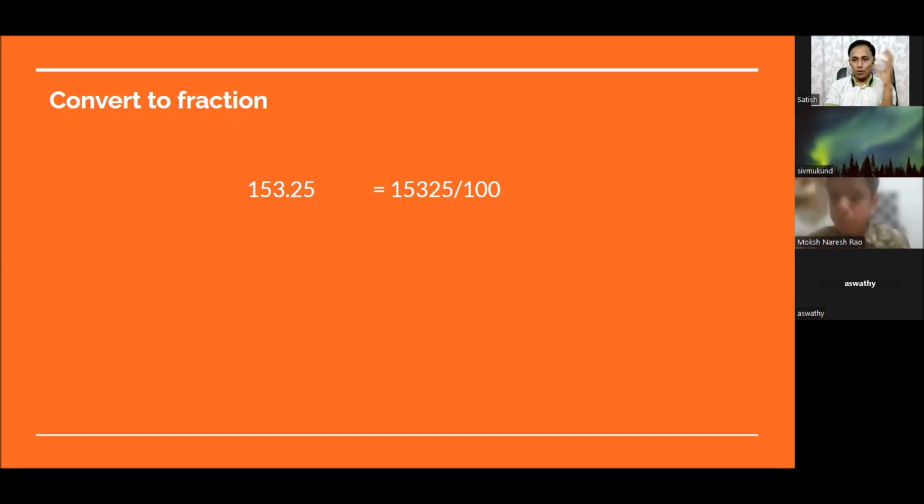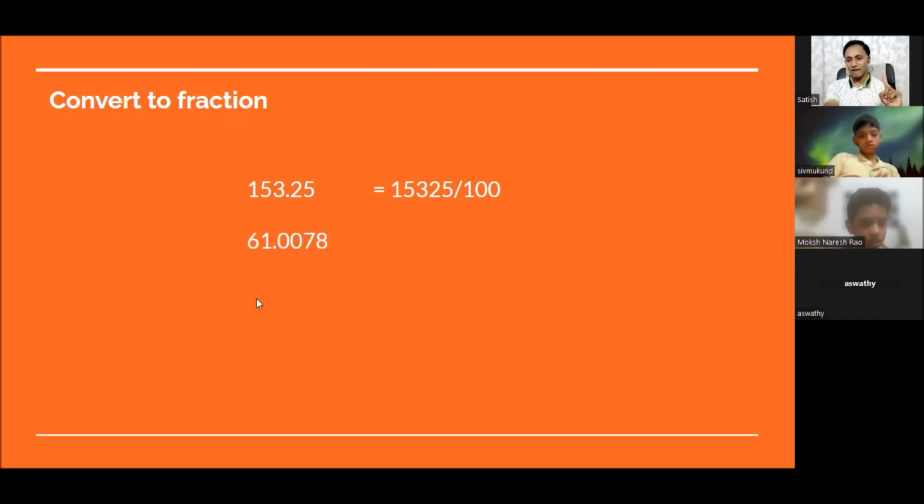See, 0.1 is 1 by 10, right? So 0.1 into 10 is 1. 1 by 10 into 10 is 1. 1 by 100 is 0.01. So 0.01 into 100 is 1. So when you multiply with tens, what will happen? The decimal will shift by the number of zeros. If you divide, it will shift to the left. If you multiply, it will shift to the right. That is the concept.